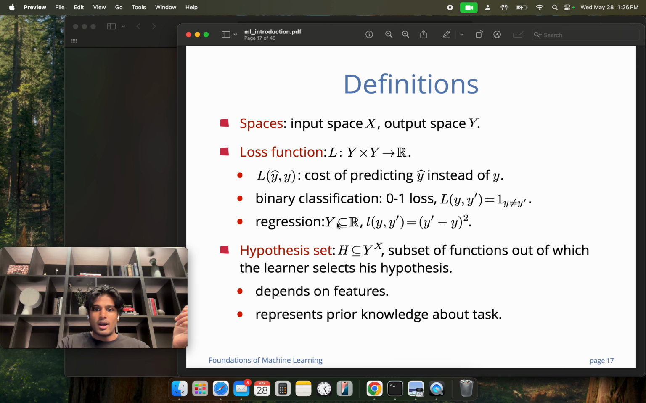Now, because regression is a real valued task, like y is a subset of the reals, the loss function is defined as the absolute difference squared. It's just that's how they define it. It's called the square loss. Right? So there can be different loss functions for different tasks.